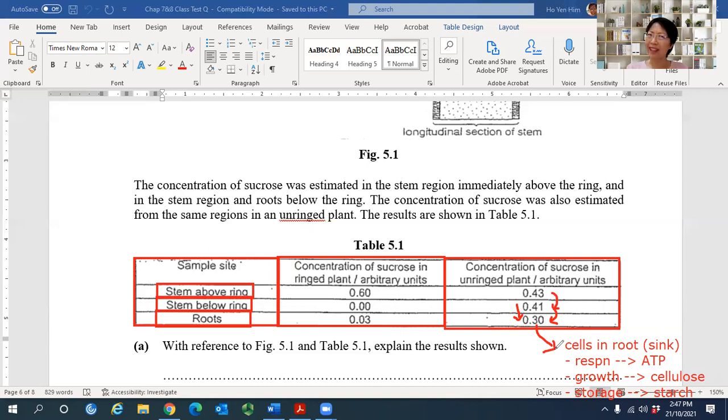Rate of transporting out slightly faster than rate of transporting in. Okay, rate of transporting out slightly faster than rate of transporting in. Okay. All right, so let's look at the question A. Or let's look at this data first.